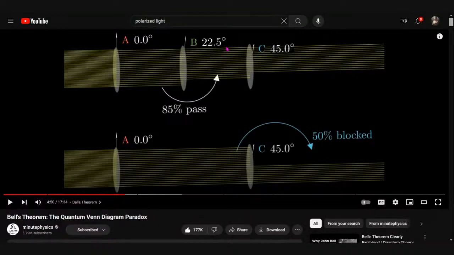And now these guys are at 22.5. I tell them all, okay, now you're at 22.5 degrees. And now I put a filter at 45.